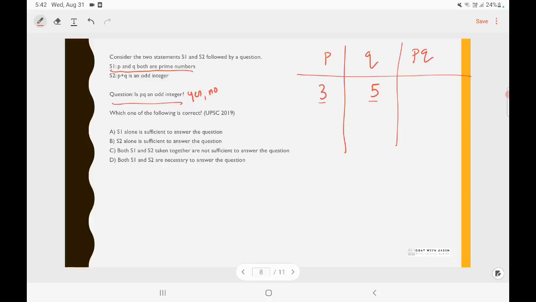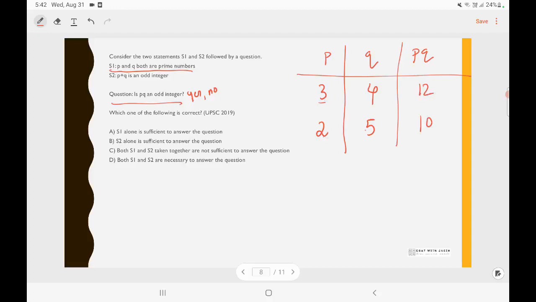Similarly, if you add two even numbers also, you will get an even number. Only if you add an odd number with an even number, you will get an odd number. Okay, so 3 plus, let's say this is 4, you will get P plus Q is equal to 7. It's an odd number. And if you take P as 2 and Q as 5, then 2 plus 5 is 7. It is an odd number. Okay, now let's take 3 into 4 is 12, 2 into 5 is 10. So if P plus Q is odd, PQ will always be an even number.